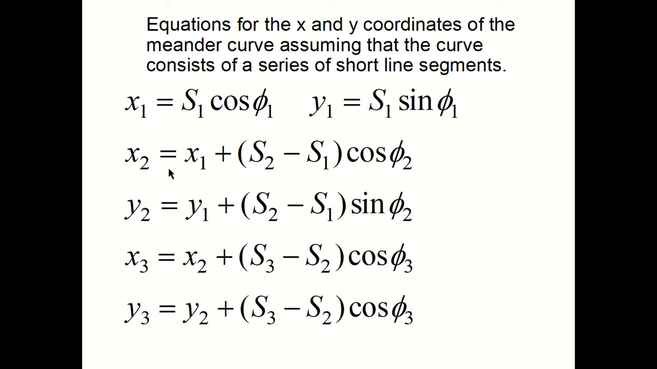So x2 is equal to x1 plus the difference between S2 and S1, which is the length of that second line segment, and then we multiply by the cosine of the second deviation angle. Now likewise, y2 can be computed the same way. And as you can see, you can step through this where each successive point is calculated from the preceding point using the appropriate deviation angle and the incremental distance that was moved along the arc of the meander.